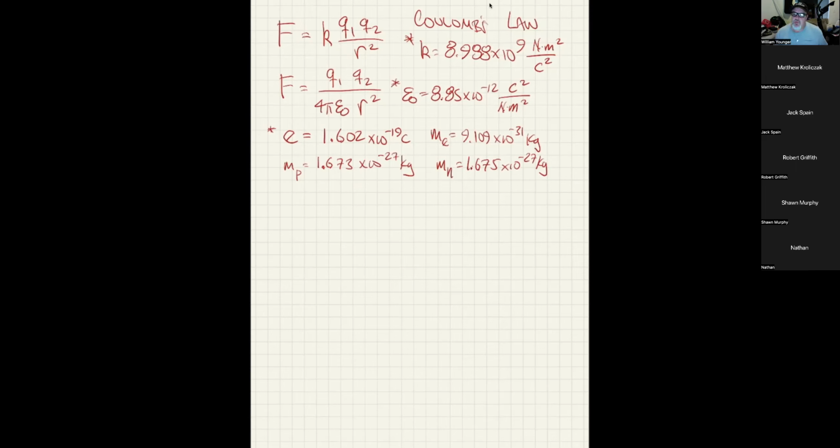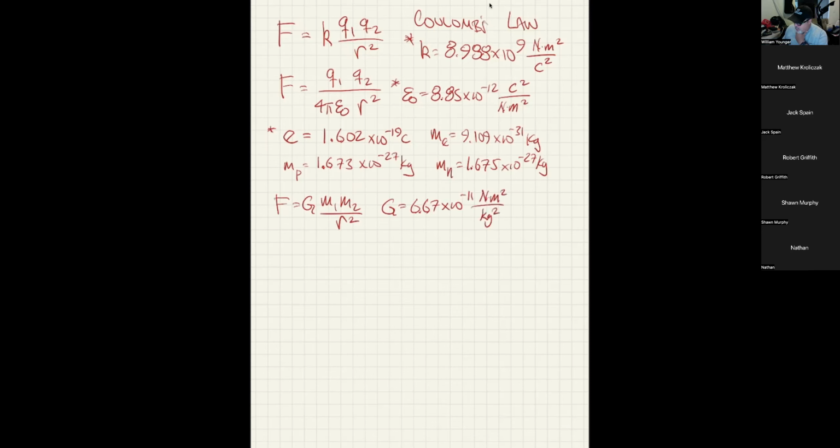So just to give you some feeling for types of calculations we'll do, one thing we want to do is notice how much this force looks just like the equation for gravity. In fact, the equation for gravity is F is equal to G M1 M2 over R squared, where G is equal to 6.67 times 10 to the negative 11th newtons meters squared per kilogram squared.